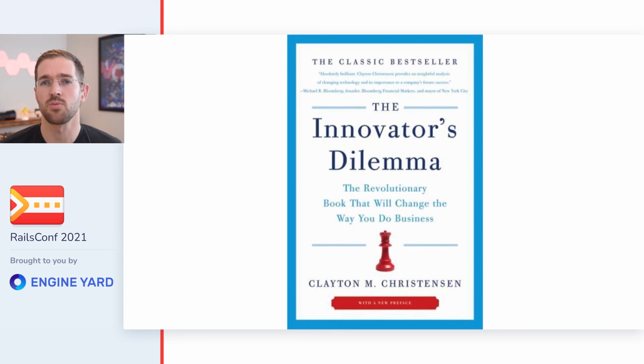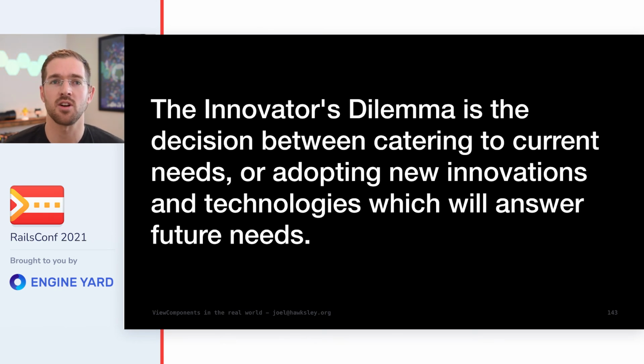More broadly, this project has made me think about innovation in Rails. There is a book called The Innovator's Dilemma, and it's widely considered to be one of the most influential business books ever written. The Innovator's Dilemma is the decision between catering to current needs or adopting new innovations and technologies which will answer future needs.